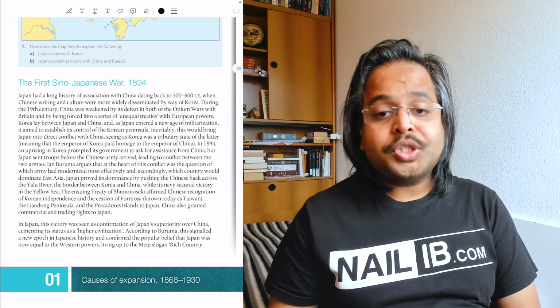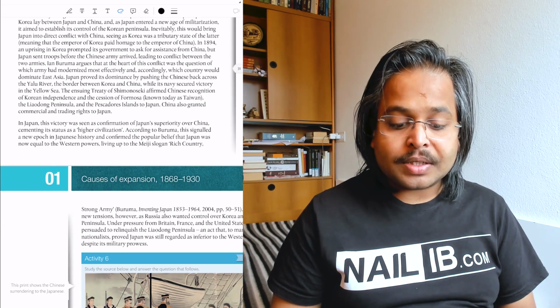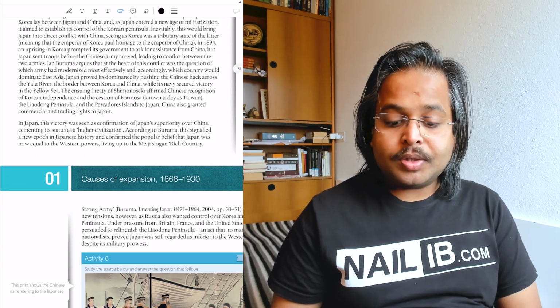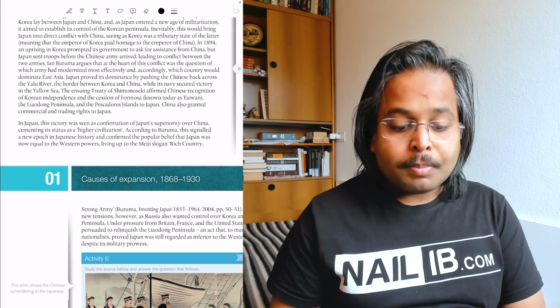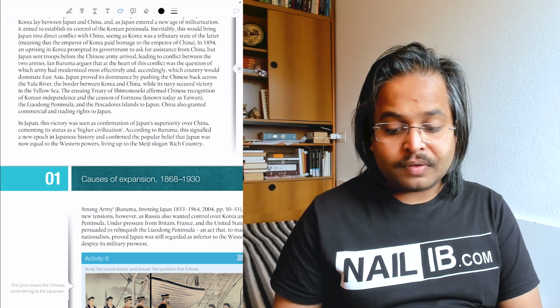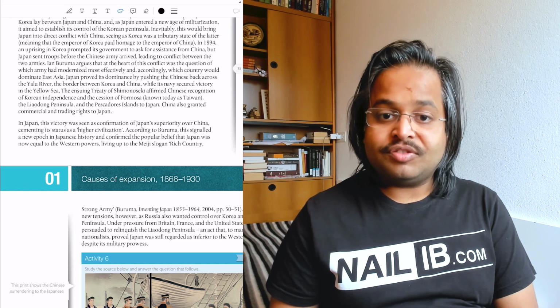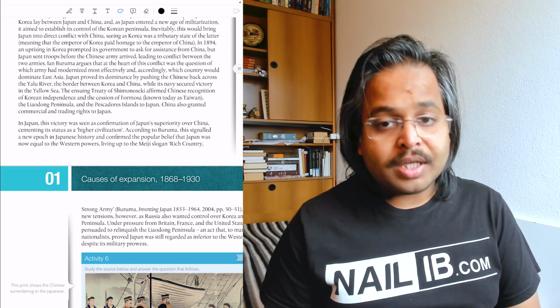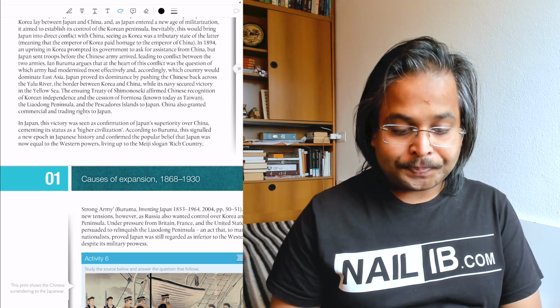Inevitably, this would bring Japan into direct conflict with China, which used to see Korea as its own tributary state. So Korea is coveted by both Japan and China at this juncture. In 1894, an uprising in Korea prompted its government to ask for assistance from China, but Japan sent troops before the Chinese army arrived, leading to a conflict between the two armies, China and Japan, fighting in Korea in the name of Korean protection.